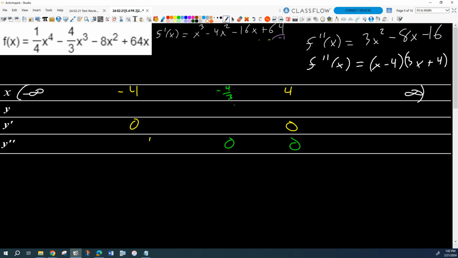At -4, we're just gonna get negative times negative, which is positive. Smiley face. So we get one of these, a minimum there. What about here? Well, here the second derivative test has failed.